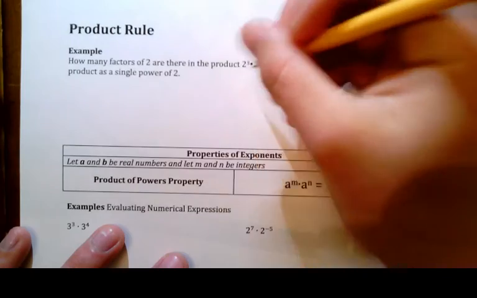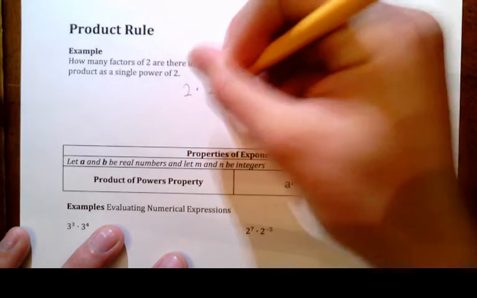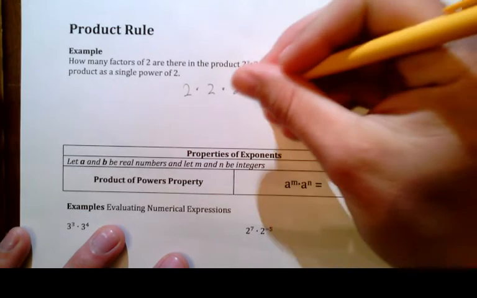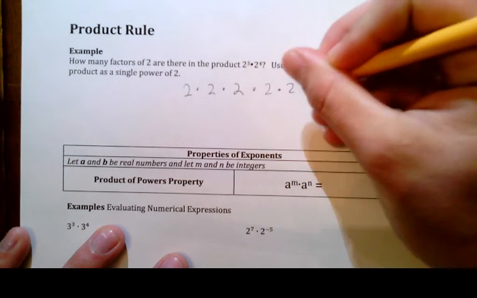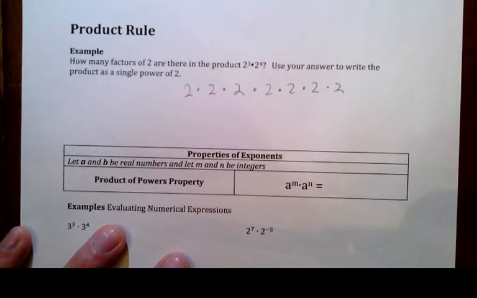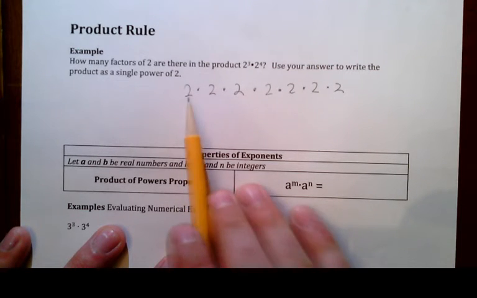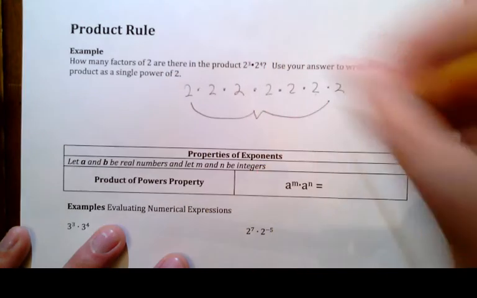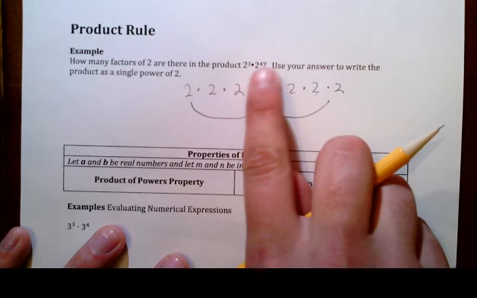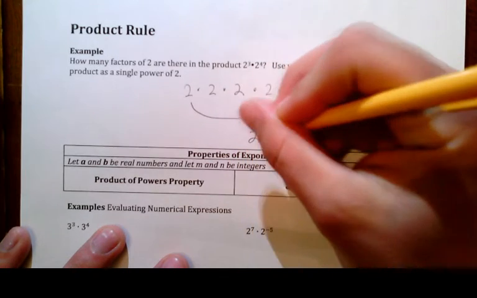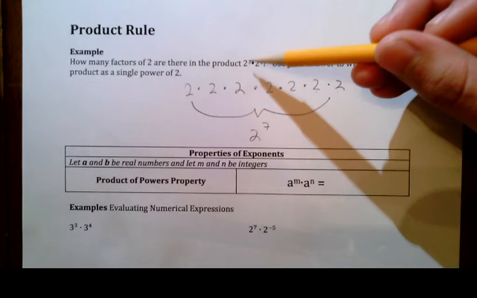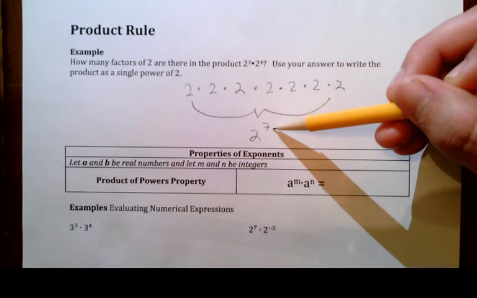So if I write out 2 to the third, I can write that as 2 times 2 times 2. Now if I write out 2 to the fourth, I can multiply 4 more 2's. And you look at this and say, well, how many twos are there? There's 1, 2, 3, 4, 5, 6, 7. So when all the dust settles, if I do 2 to the third times 2 to the fourth, I could write this as 2 to the seventh. And you ask yourself, well, what do you notice about these exponents and the exponent I got when I was done? And this leads itself to the product rule.